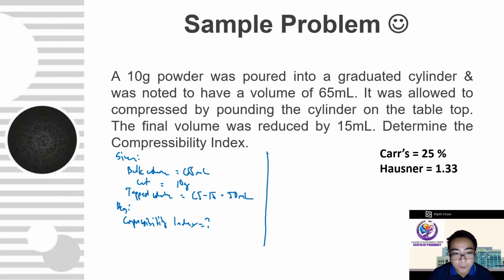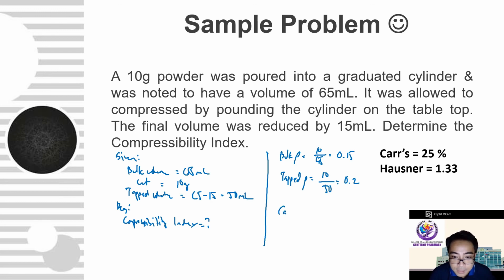Okay? So una sa lahat, kailangan ko muna yung mga densities nila. So let's get the bulk density. So that's simply 10 divided by 65. We get 0.15. Okay, tapos yung tap density, or sasabing true density, that's 10 divided by 50. 0.2. Okay? Now, pwede na kayo mag-compute.